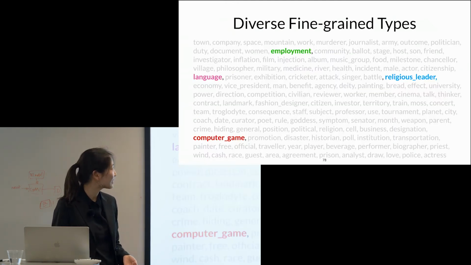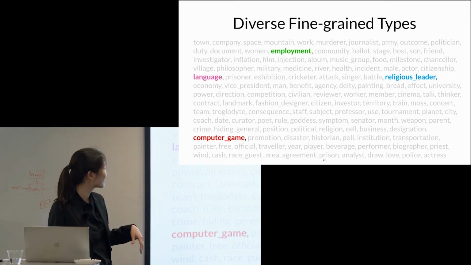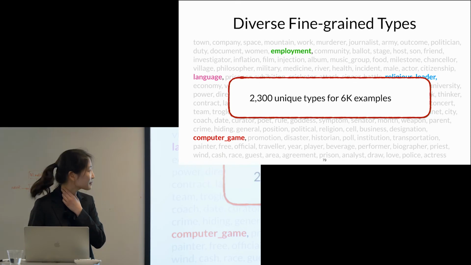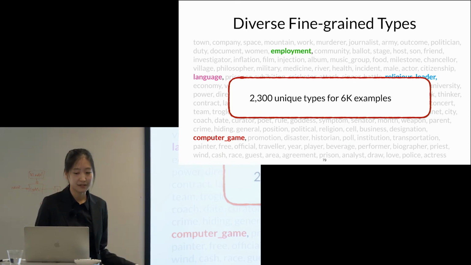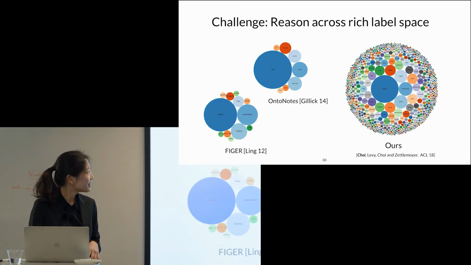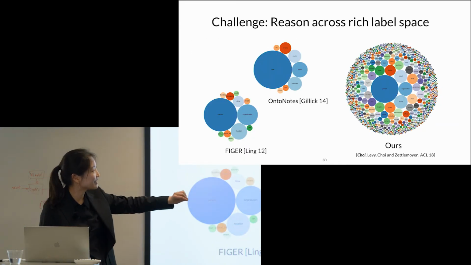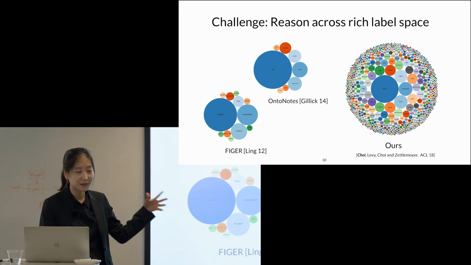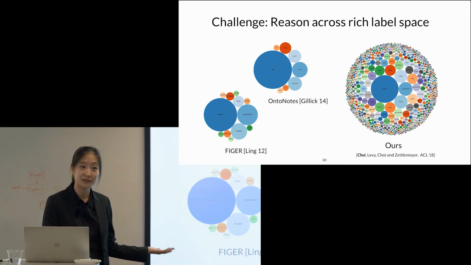Here are some things that I wanted to highlight, like employment, religious leader, language, computer games. There were a lot of interesting concepts in there. So overall, it was about 2,000 types over 6,000 examples that we collected. So now we come with a really rich label space, but we only have 6,000 examples, and now the model is having a hard time trying to solve this data.